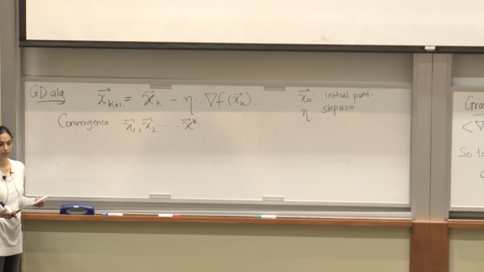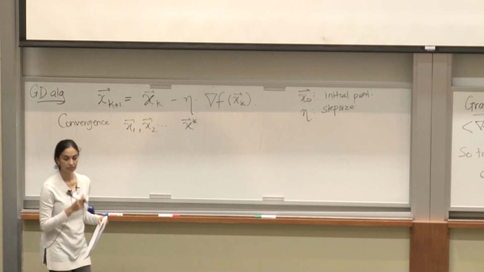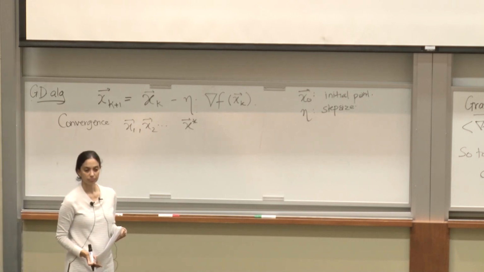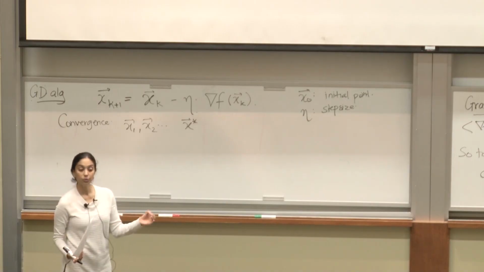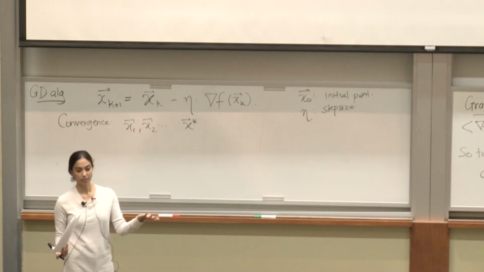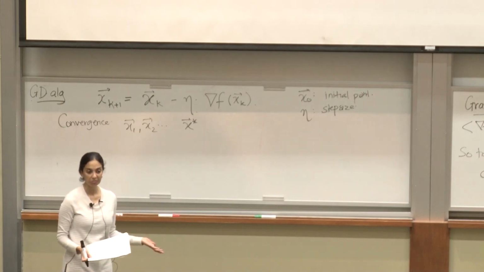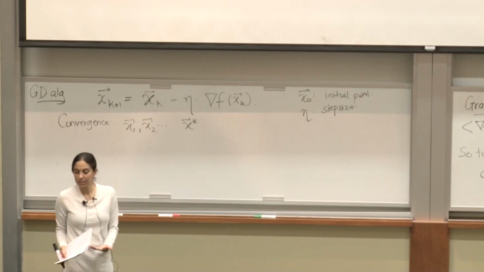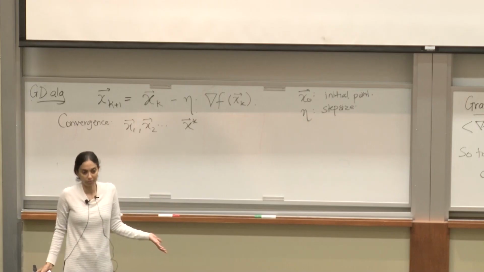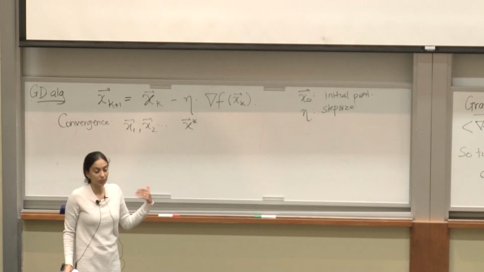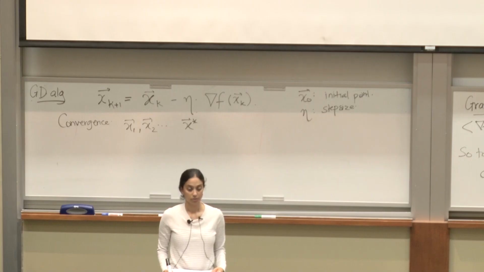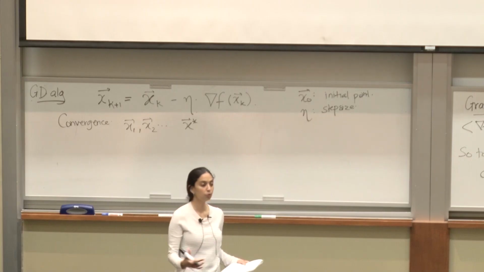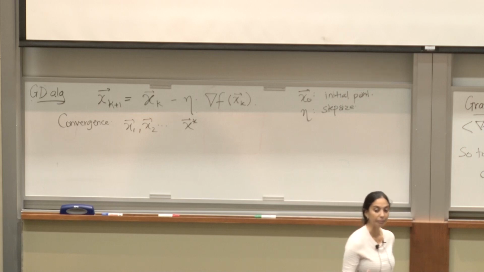Yes? But the x star should be like a local minimum, correct? So the question is, can x star be a local minimum? Absolutely, x star can be a local minimum. In the case of a convex function, you will get to the global minimum. If you don't know anything about convexity, you could very well end up in the local minimum. All we're saying is that we'll get to a point where your gradient is 0. Okay? And we will prove that you can get to the global minimum in the case of convex functions.